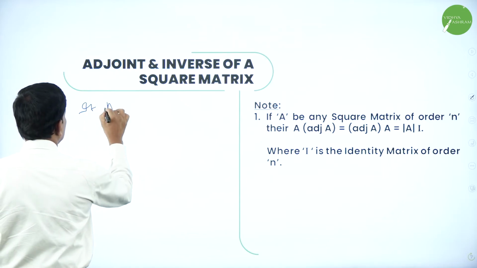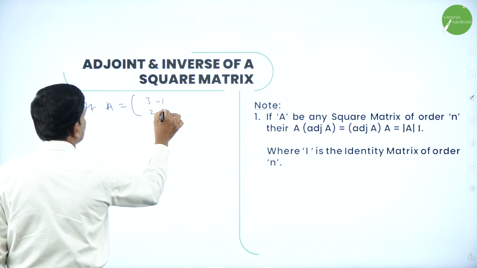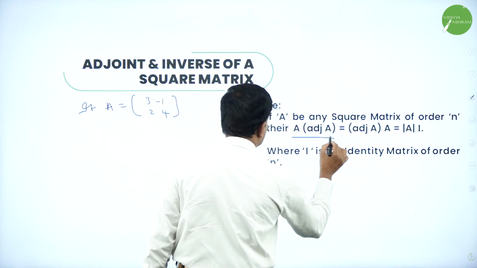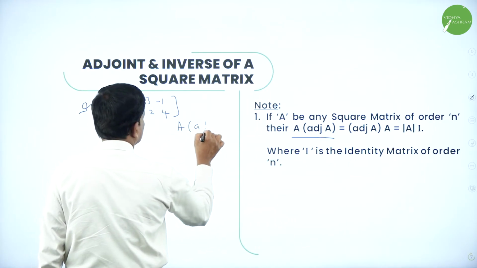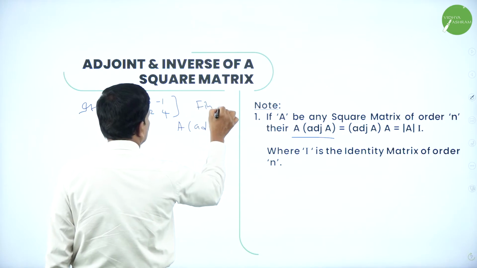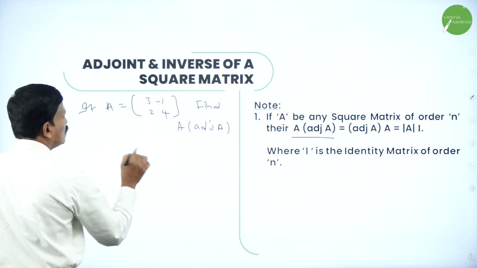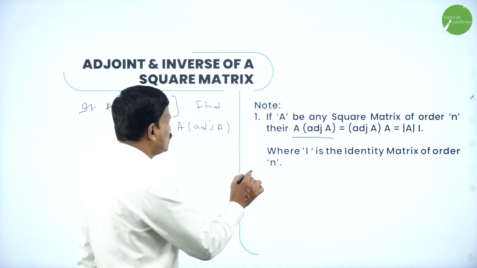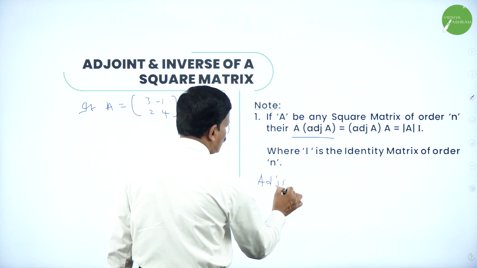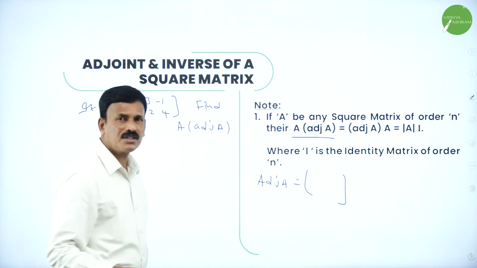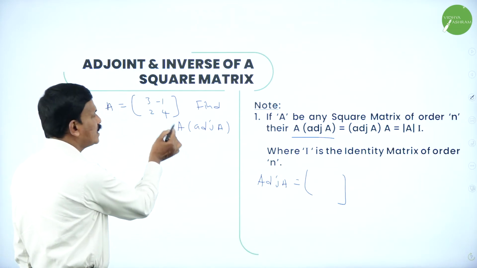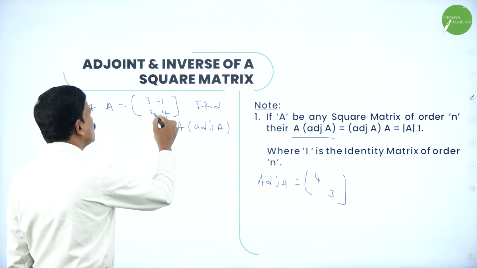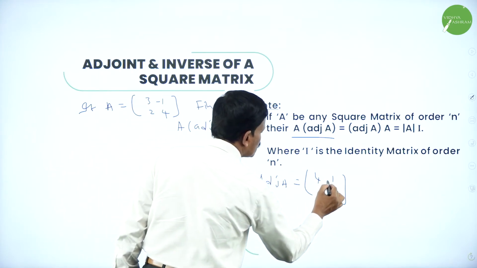if A is equal to 3, minus 1, 2 and 4. Now, suppose I want to do the first part, to find A into adjoint of A. First write down the adjoint. Since this is a lengthy question, to find the adjoint of A, just straight away you can write the adjoint. Interchange the diagonals. Interchanging the diagonals, 3, 4 can be written as 4 and 3. And changing the signs for the secondary diagonal, minus 2 and minus 1 becomes plus 1 and minus 2.